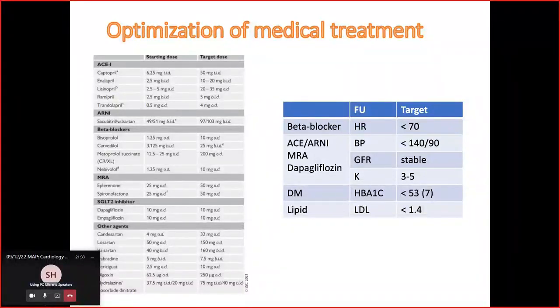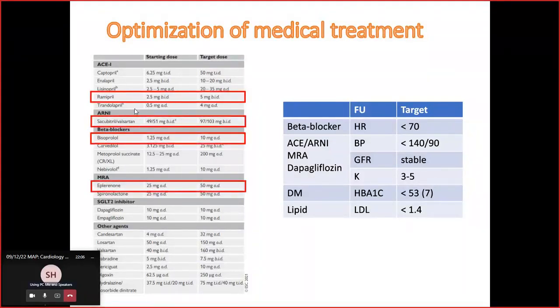Regarding the optimization of medical treatment, we are aiming to reach a target dose and a target parameter. So usually in a patient admitted to the cardiology unit with heart failure, we start a small dose and start to titrate up, and we usually discharge the patient home once he's stable for follow-up, either by the GP or heart failure nurses in the community, to titrate up the medication. We are aiming for a higher dose of this medication.